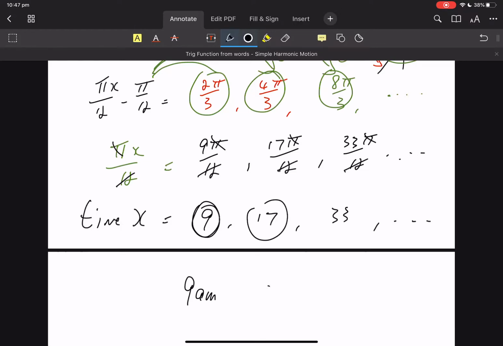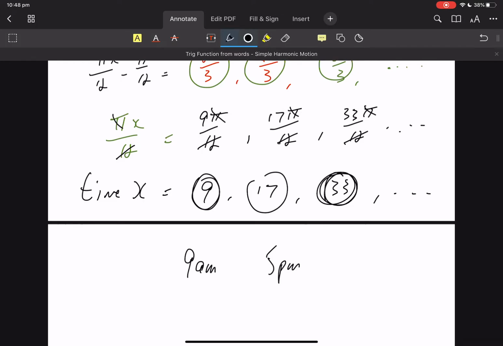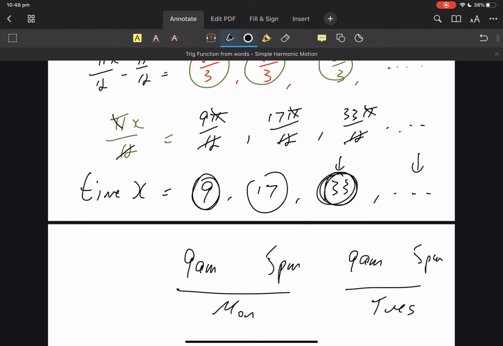The 17 is 5 p.m. This 33 is actually 33 hours from midnight, which is 9 a.m. the next day. And then this solution would be 5 p.m. the next day. So this could be Monday, this could be Tuesday, etc., etc.